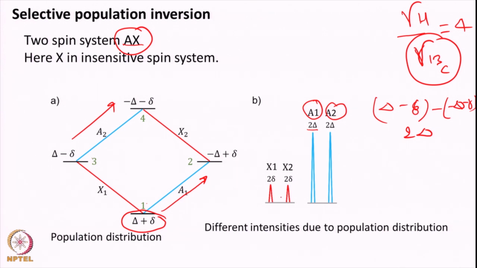For the X nucleus, which is insensitive, similarly we can take X1 and X2. This minus this, so the big delta cancels out and the small delta adds up, that is 2 small delta, and again for X2 it is 2 small delta. So, these are the intensities for the insensitive nucleus, say 13C, and this is proton. That is typically the case we have for a proton carbon spectrum, and this difference in intensity is because of the population distribution. X is a less sensitive nucleus, therefore the signal is less and the population difference is also less.